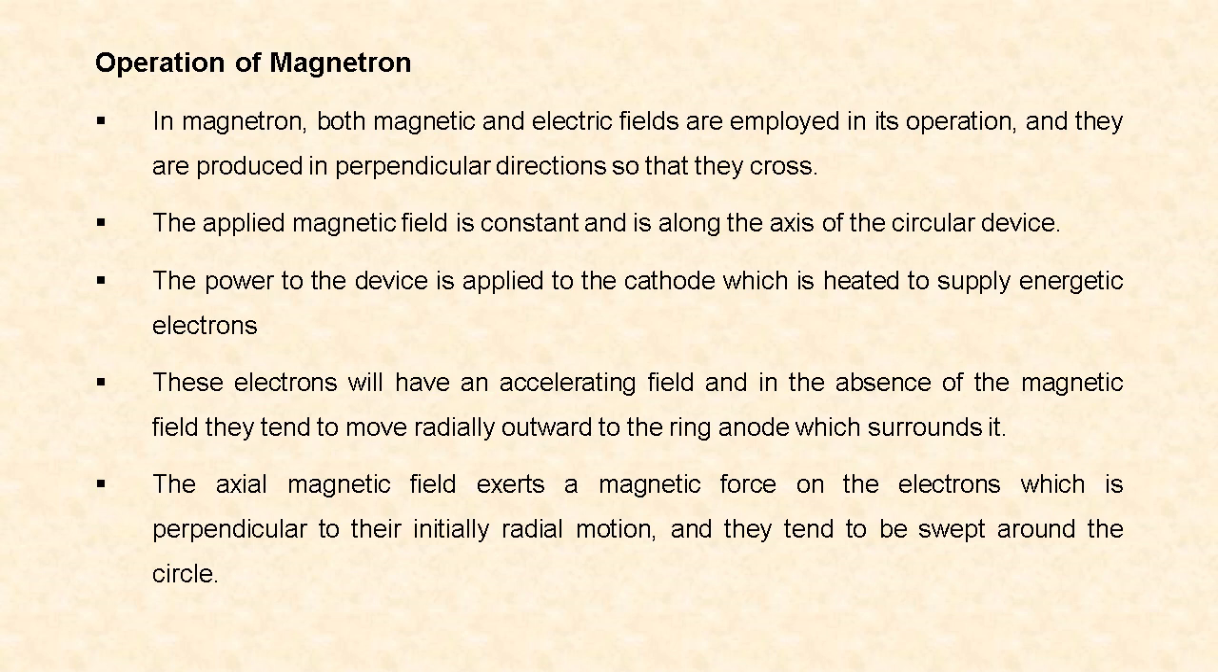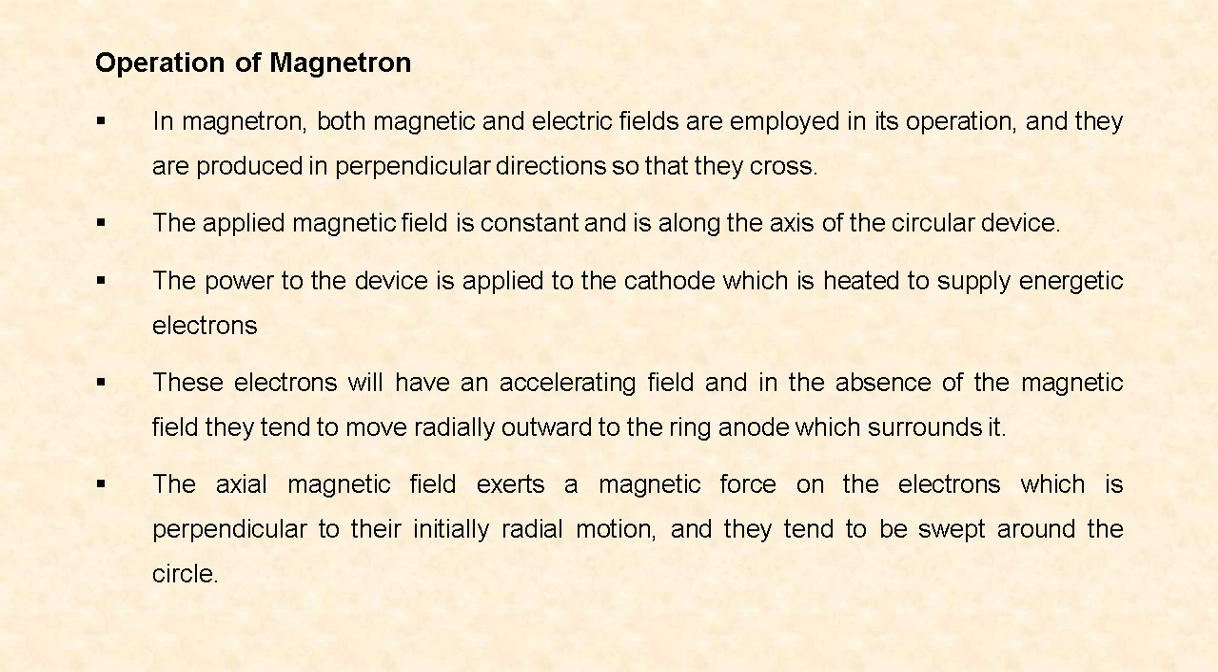Here the applied magnetic field is constant and is along the axis of the circular device. The power supply to the device is given to the cathode and the cathode is heated to supply energetic electrons. These electrons will have an oscillating field, and in the absence of a magnetic field they tend to move radially outward to the ring anode which surrounds it.